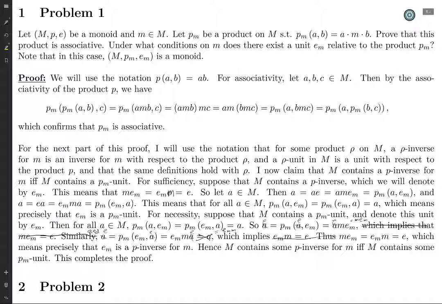Hence, capital M contains a P inverse for little m if and only if capital M contains some PM unit. And we are finally done.